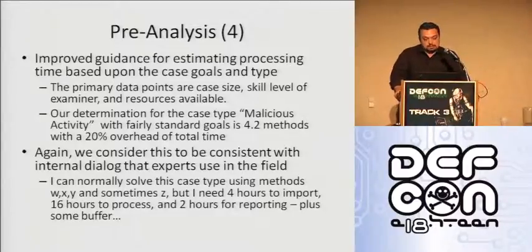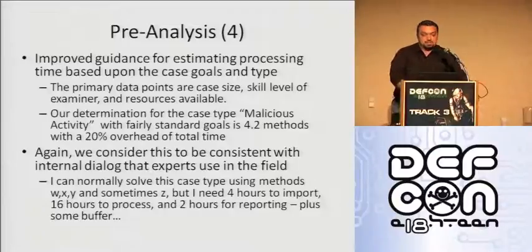And then I think the determination for the case type: if we have a malicious activity, standard goals, let's say four, two methods that we need to use, and then the analyst says I'll need about 20% time to produce this type of case, then we can generate an SPI index that will basically help the analyst know how valuable it is or how much time and effort it's going to take to produce this goal.